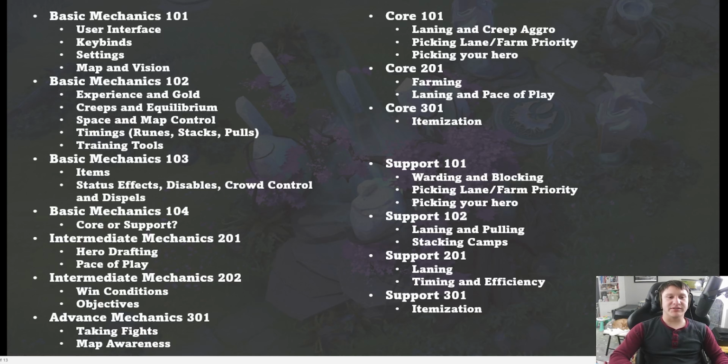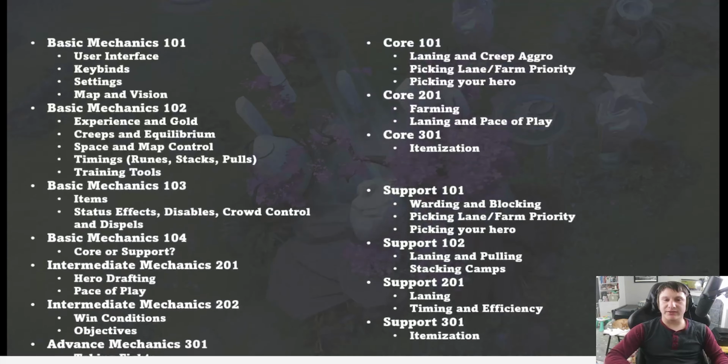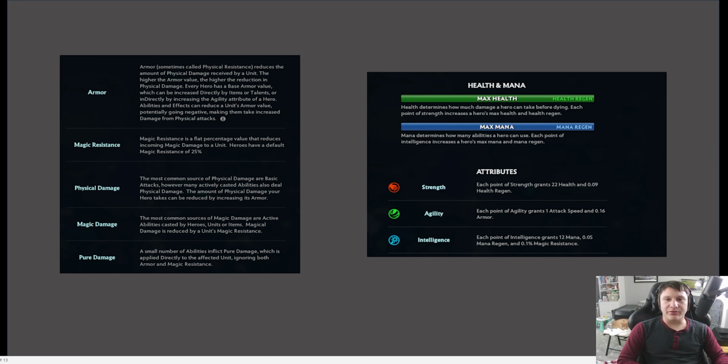Here's our overview in case you need to see it again. Today we're going to go over items, status effects, disables, crowd control, and dispels. Pretty much all fall under the status effects information, but I like to be a little bit more specific, I guess you could say. All right, before we get into items and status effects and everything that we need to know, we need to know about health, mana, attributes, armor, resistance, damages.